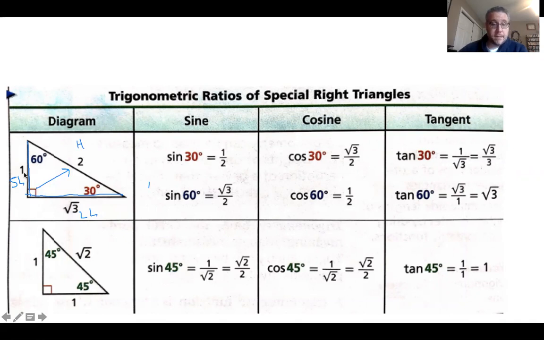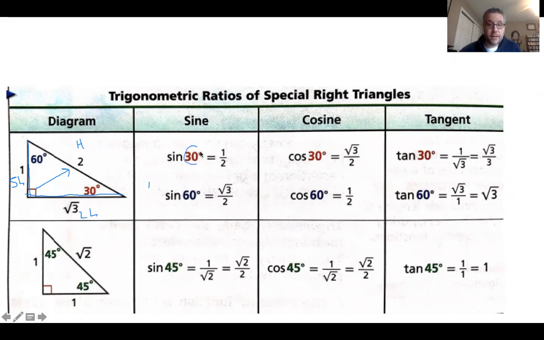You can start with making these any length you want, but if you make the short leg 1, which is across from the 30-degree angle, the hypotenuse is always double that. So if that's 1, this is 2, and the longer leg is √3 times more than the short leg. So 1 times the square root of 3 is the square root of 3. This relationship holds no matter how big or how small the 30, 60, 90 triangle is. So you have some facts about it.